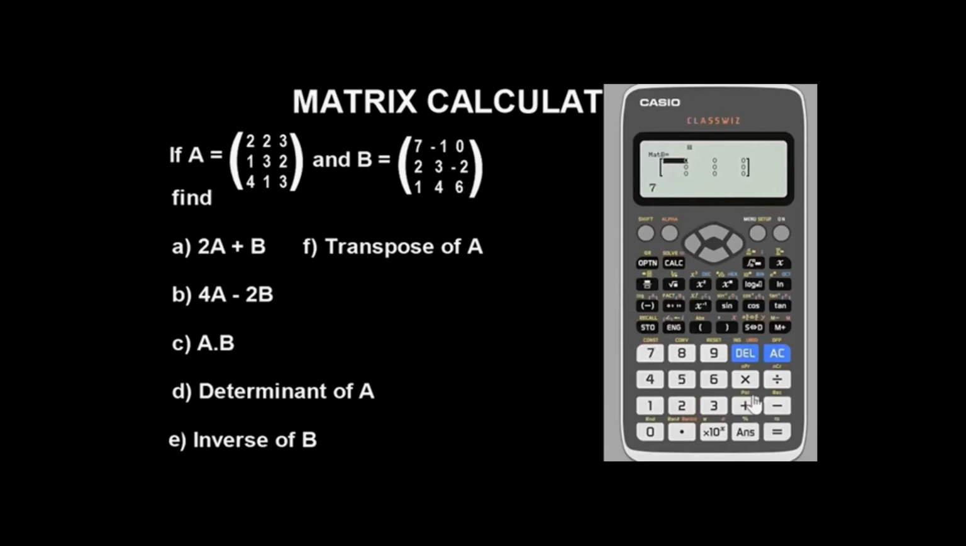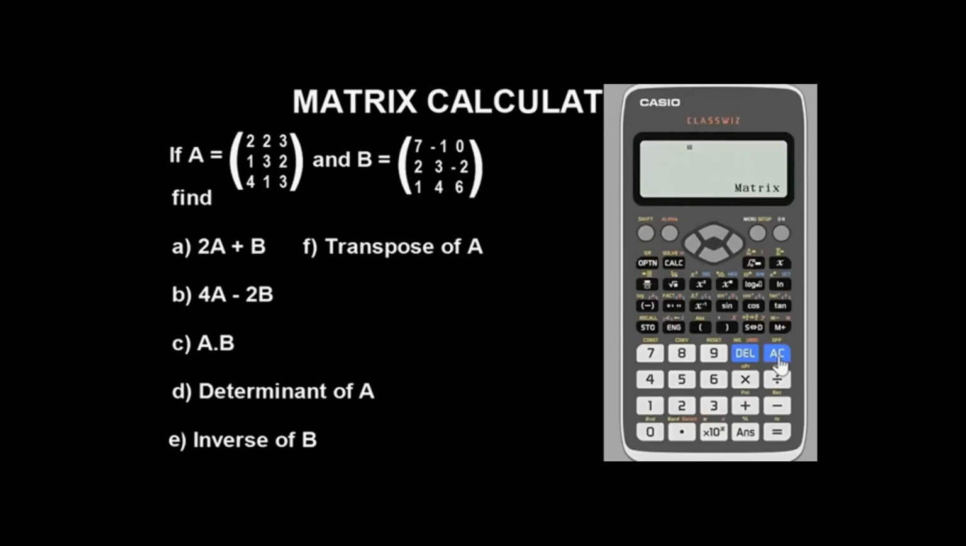So let's enter the values. We have 7, minus 1, 0. Alright, so let's put the next values. We have 2, 3, and minus 2. Okay, so we have 1, 4, and 6. Okay, so having known that these values are already stored, let's write them out now and begin to find respectively what we have to find for this question.